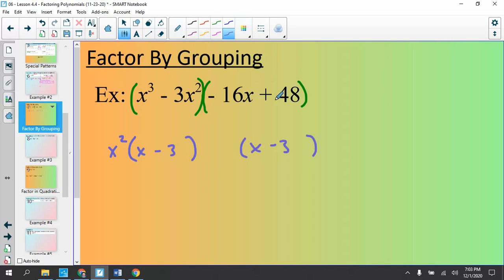And then we ask ourselves, what do I have to do to this to make it look like this? So obviously the numbers are getting smaller. I've taken out, let's see, the sign here changed, so this number must have been negative.